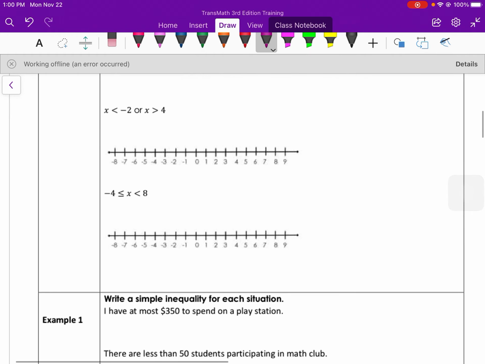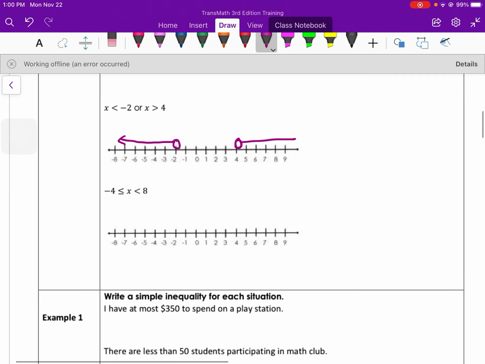We have an OR inequality. So this one has two parts. Our first set is for x is less than -2. So it's not including -2, so open circle, because it's not equal to. And then the values that are less than -2 are to the left of -2, like -8. Or x is greater than 4. So 4 is also not included, so open circle. And then the x values that are greater than 4 are to the right. So our OR inequalities always face separate directions.